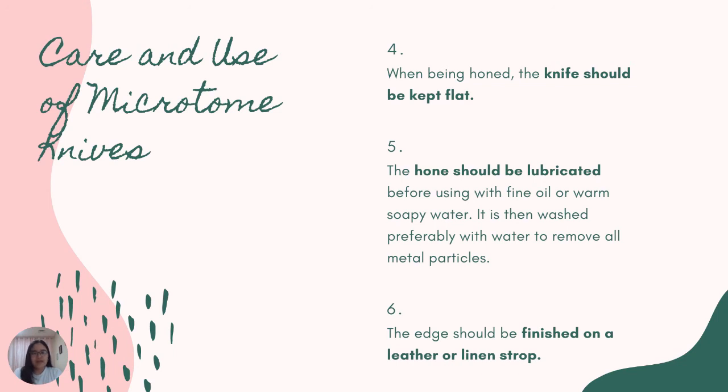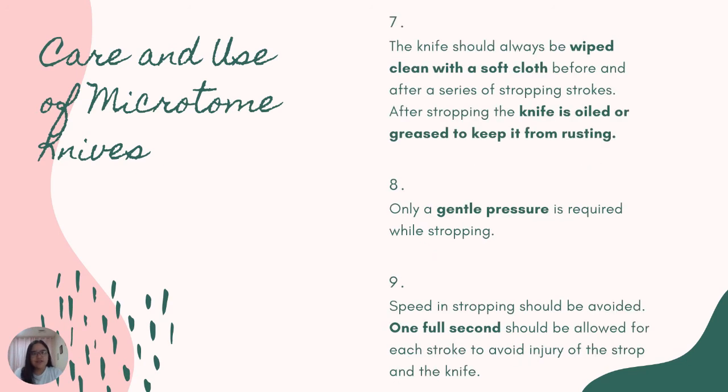Number 5, the hone should be lubricated before using with fine oil or warm soapy water. It is then washed, preferably with water, to remove all metal particles. Number 6, the edge should be finished on a leather or linen strop. Number 7, the knife should always be wiped clean with a soft cloth before and after a series of stropping strokes. After stropping, the knife is oiled or greased to keep it from rusting.